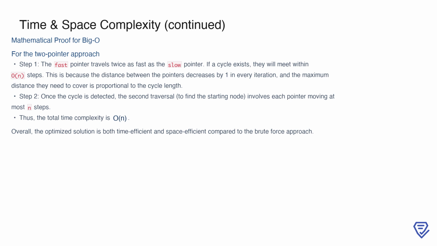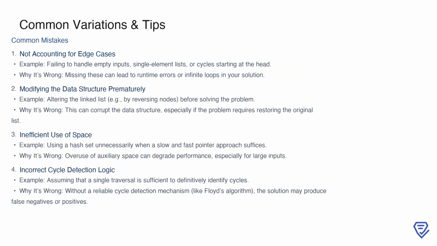Overall, the optimized solution is both time-efficient and space-efficient, making it a robust choice for solving the linked list cycle problem compared to the brute force method. When working on linked list problems, it's important to be mindful of common mistakes. For example, not accounting for edge cases can lead to serious issues. If you fail to handle scenarios like an empty input, a single element list, or a cycle that starts at the head, your solution might crash or run indefinitely.